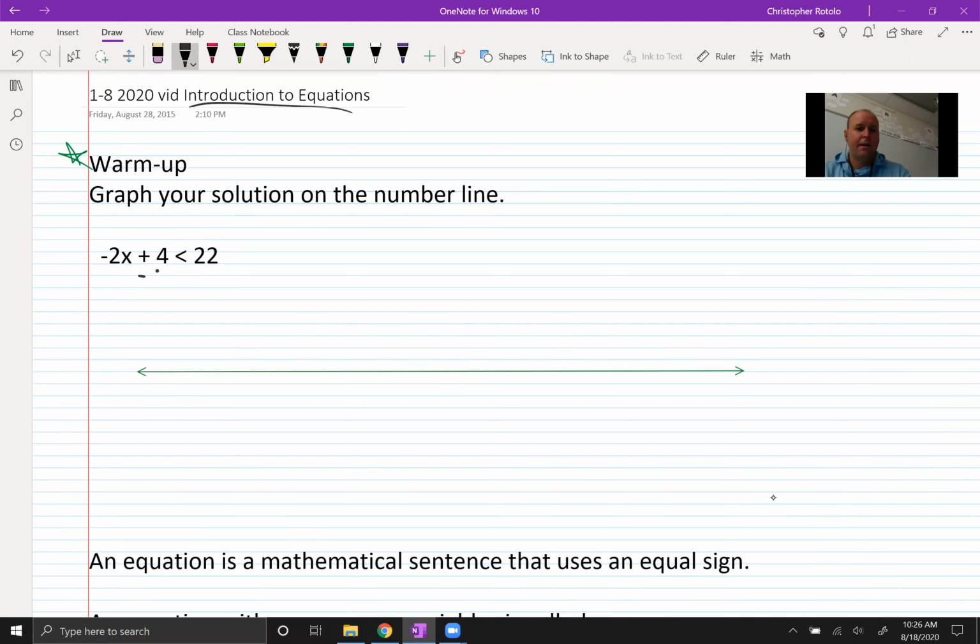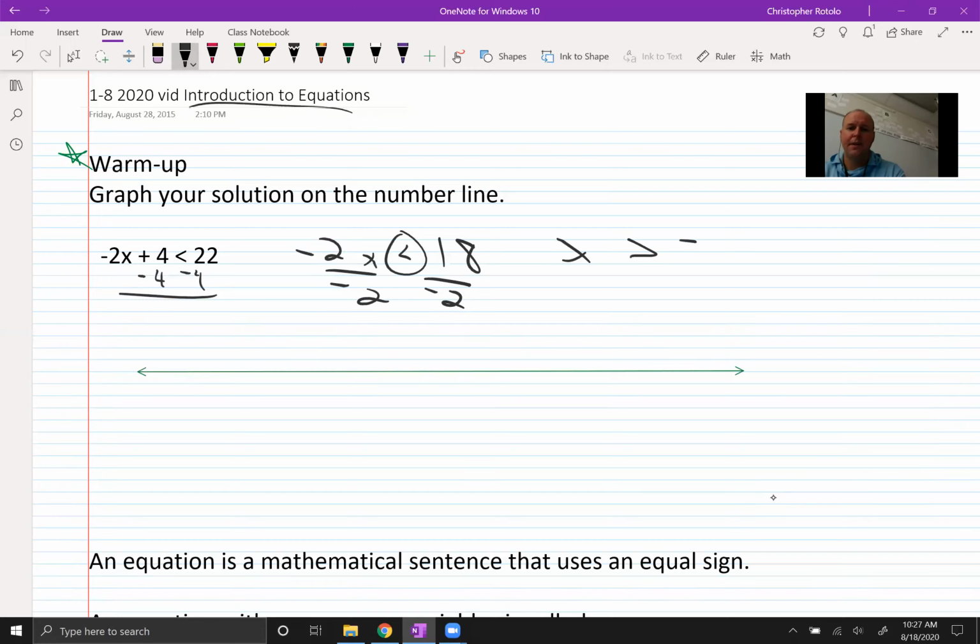All right, welcome back. We're going to subtract 4, so I get negative 2x is less than 18. We're going to divide that by negative 2. So this one had a couple different ideas mixed in here. I'm dividing by a negative while solving with an inequality. So now remember that guy needs to flip. So I'm going to be greater than negative 9.